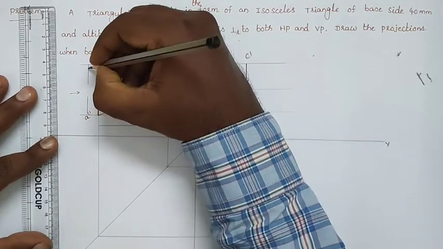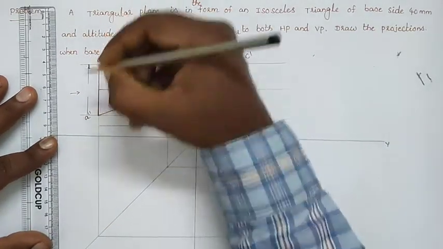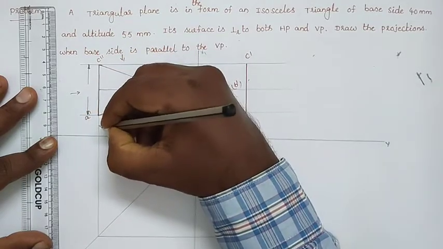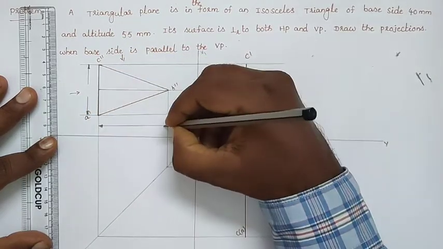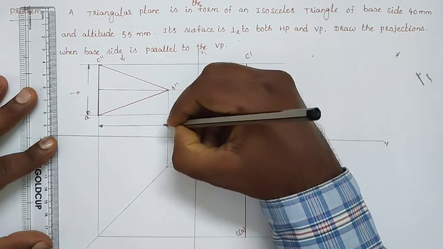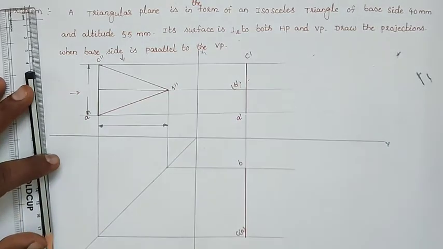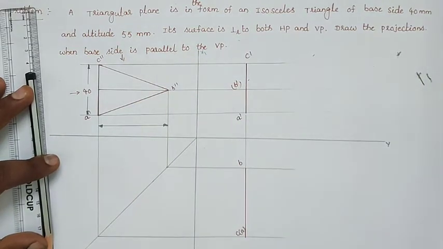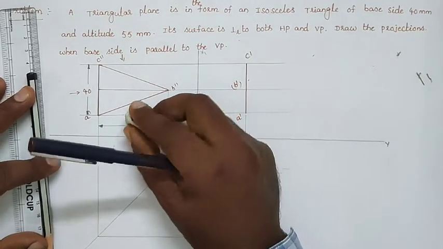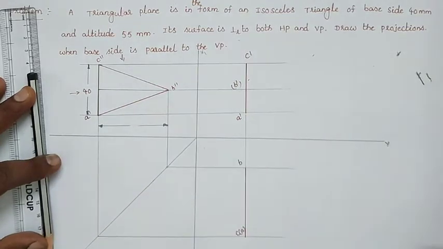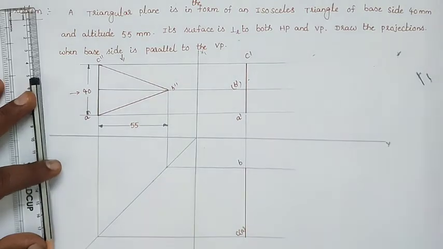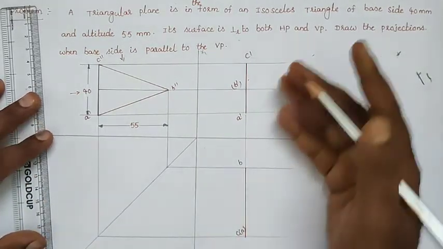So they are giving the height of the isosceles triangle, the altitude of the isosceles triangle, and also they are giving the base of the isosceles triangle. So this is 40 mm. And this is 55 mm. So this is our problem.